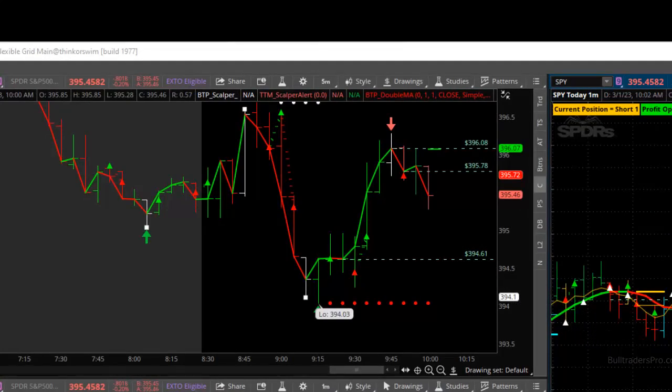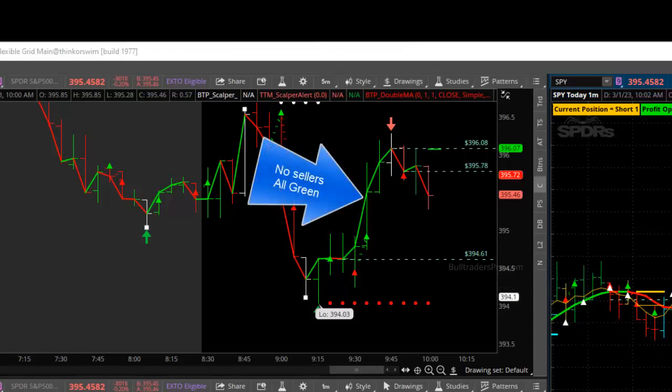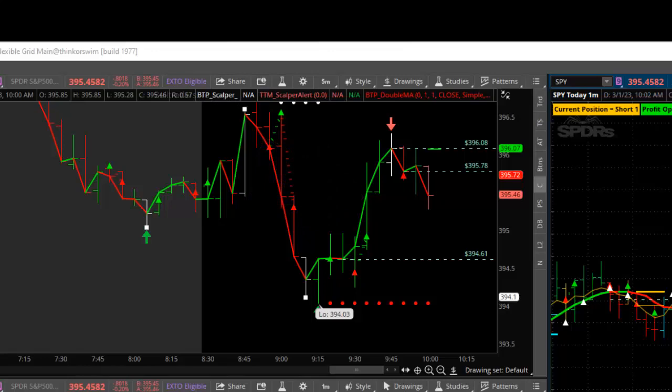$394.61. The reason we anticipate this is because as we look at this green line, we see nothing in the way in terms of sellers. So we anticipate that selling should continue until it reaches the price point of $394.61. This is why it's so important that you look for those nice long red, or green lines, and then plot your breakout points.